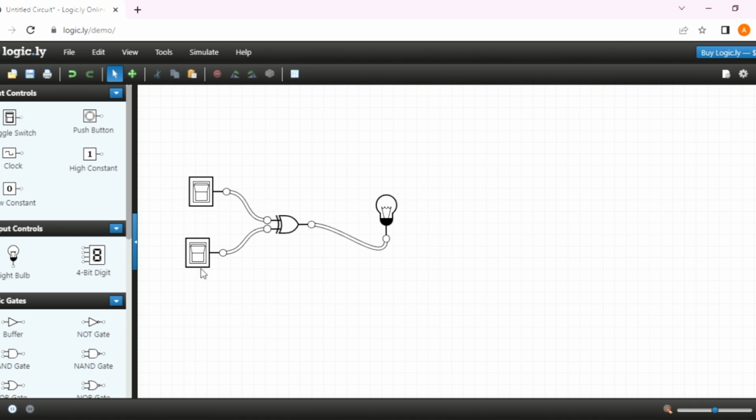When A and B are 0, the output is 0. When A is 0, B is 1, the output is 1. It is because one of the inputs is different from the other. When A is 1, B is 0, the output is 1. When A is 1 and B is 1, the output is 0. Here, both the inputs are the same. This is the circuit of the XOR gate.